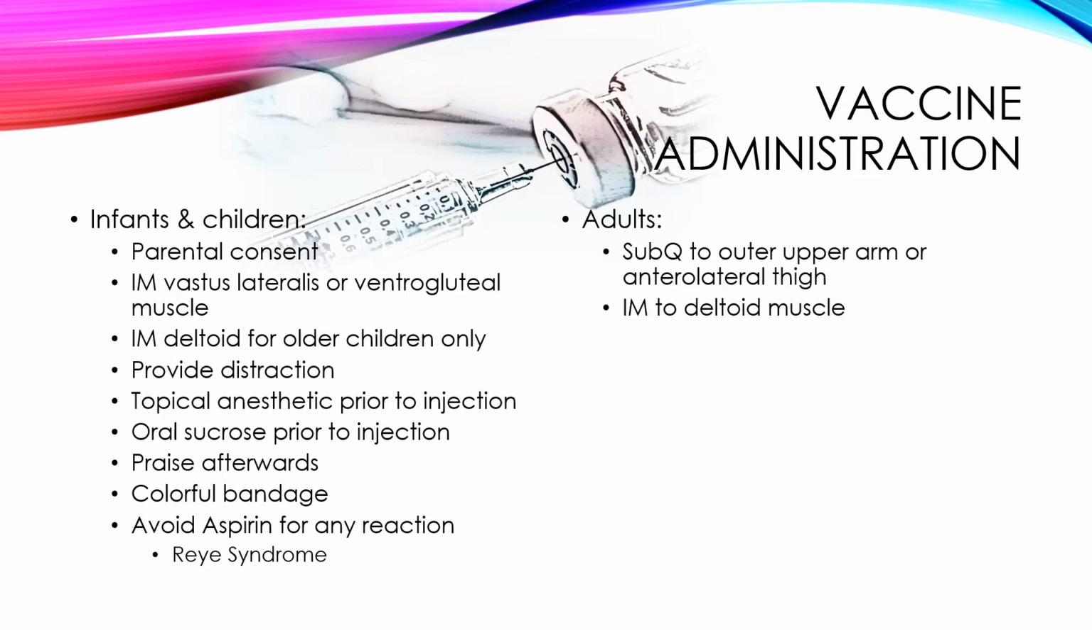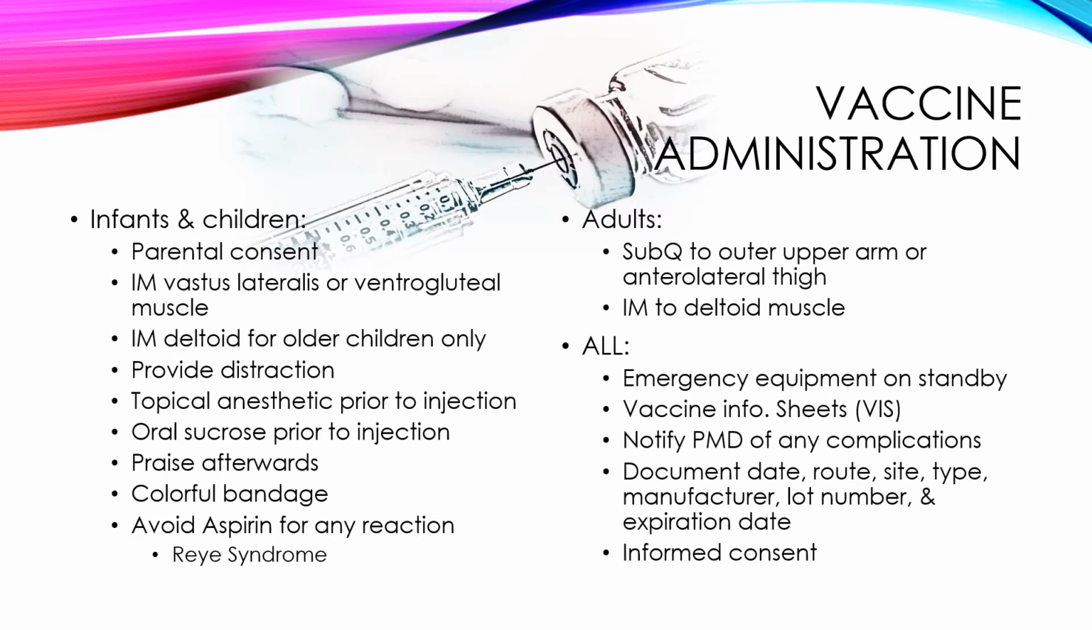In adults, some medications and vaccines we can give through the sub-Q route. And in that case, we're going to do it in the upper arm or the anterolateral thigh. So the top surface on the outside of the thigh. And then IM, we're going to give through the deltoid muscle. No matter the age, for all of them we're going to make sure that we have emergency equipment on standby in case there's a severe allergic reaction, and that they have been provided with and understand what the vaccine is.